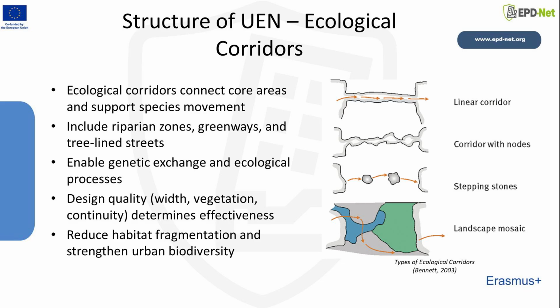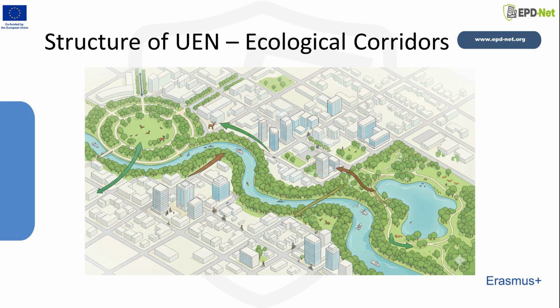Ecological corridors are linear landscape elements that connect core areas and enable the movement of species, genetic exchange, and ecological processes across urban environments. In cities, corridors commonly include riparian zones, greenways, canals, railway verges, and tree-lined streets. Riparian corridors are especially valuable because they support both terrestrial and aquatic species while also contributing to flood mitigation and water quality improvement. Urban greenways serve multifunctional roles by combining ecological connectivity with recreation and non-motorized mobility.